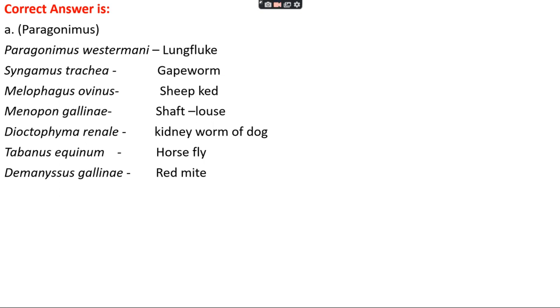Syngamus trachea is the name of the gapeworm. Melophagus ovinus, sheep ked. Menopon gallinae, shaft louse. Dioctophyma renale, kidney worm of dog, which is the largest worm too. Tabanus equinus, horsefly. Dermanyssus gallinae, which is also known as the red mite of poultry.